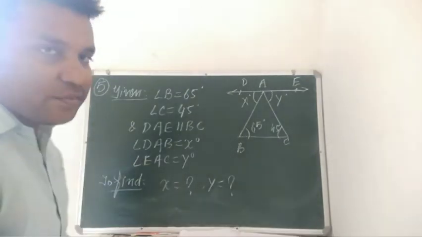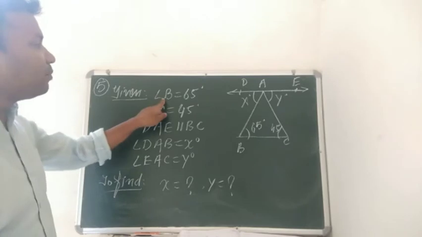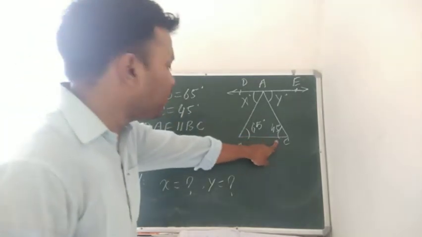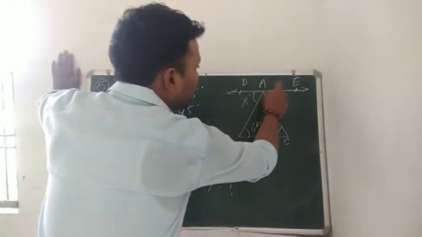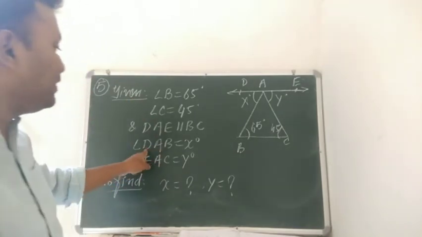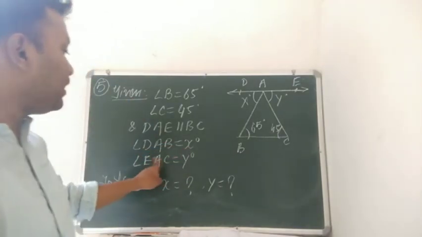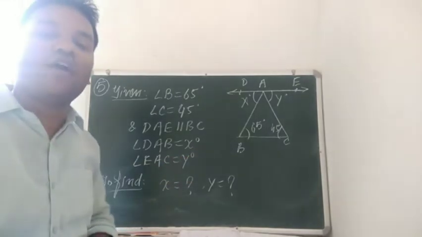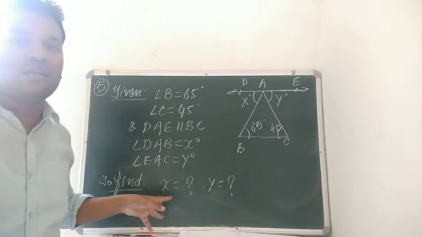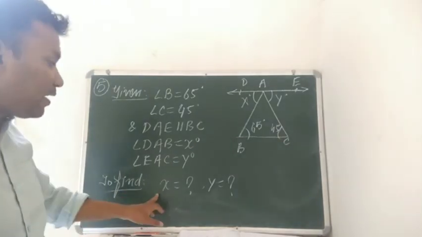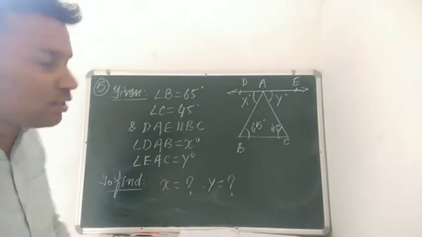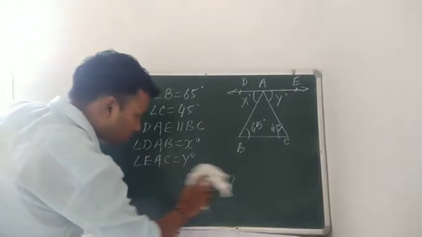In question number 5, we are given angle B is equal to 65 as in the figure. Angle C is equal to 45. This line BAE is parallel to BC, and the values of angles DAB and EAC are given as x degrees and y degrees respectively. What we have to find in this question are the measures of x degrees and y degrees. So let's start.